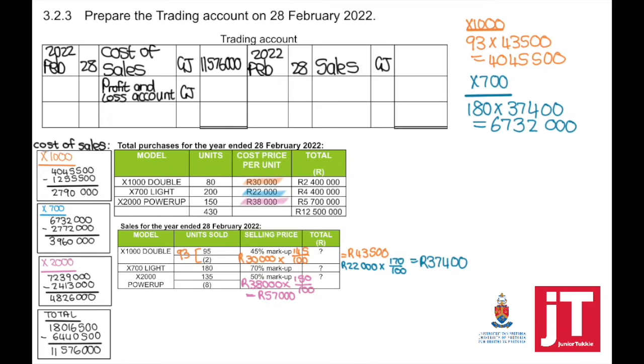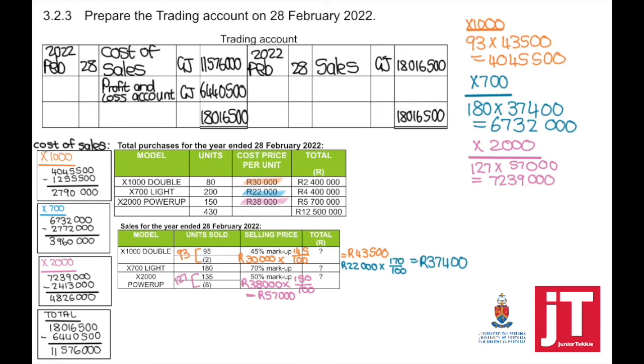If we look at X2000 Power Up, the cost is 38,000, the markup 50%, therefore to work out the selling price it's times 150 divided by 100. To get the total sales, we're going to add each one of those. Now we can calculate the gross profit, take the credit side minus the debit side.